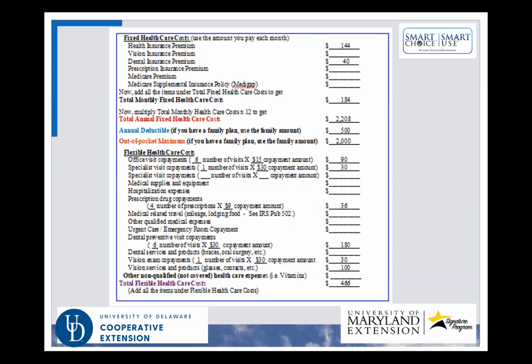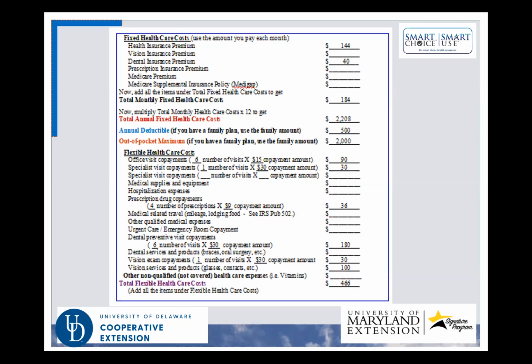Here are the answers for Perry and his family. So health insurance premium was $144 for health insurance and $40 for dental, which makes the total fixed healthcare premium cost of $184. Multiply that by 12, you get $2,208. So that's how much he's paying in premiums. The annual deductible of $500 is listed here, and that out-of-pocket maximum is listed there. And then we begin to plug in numbers for the number of visits and the co-pays associated with that.